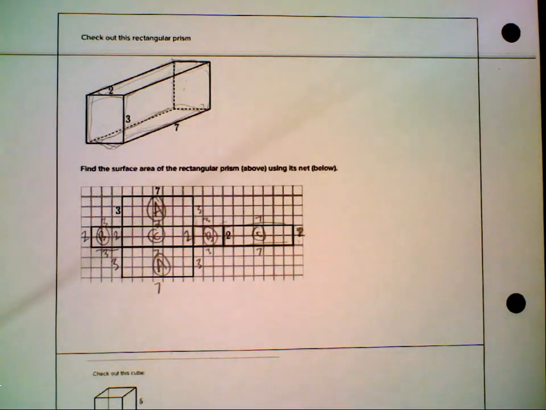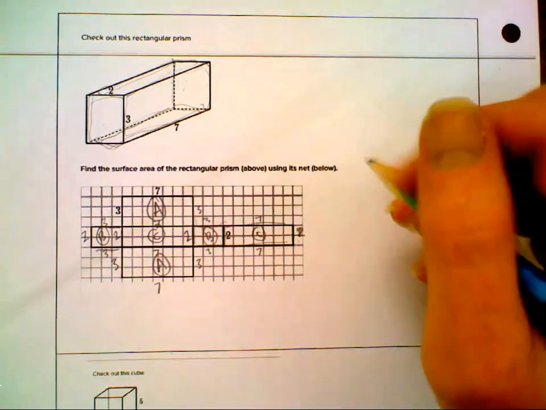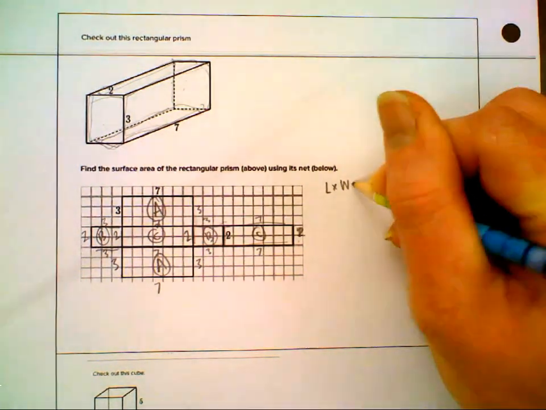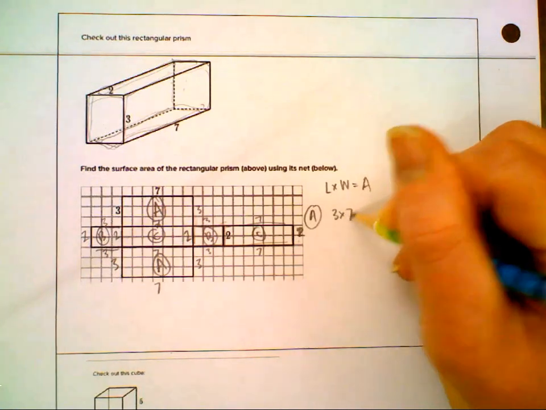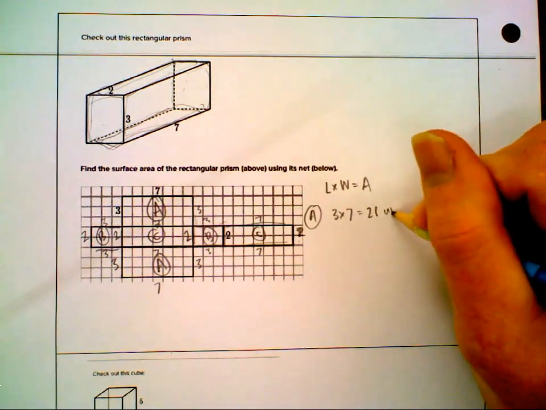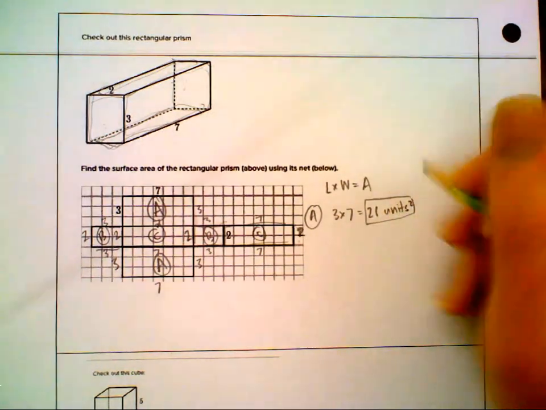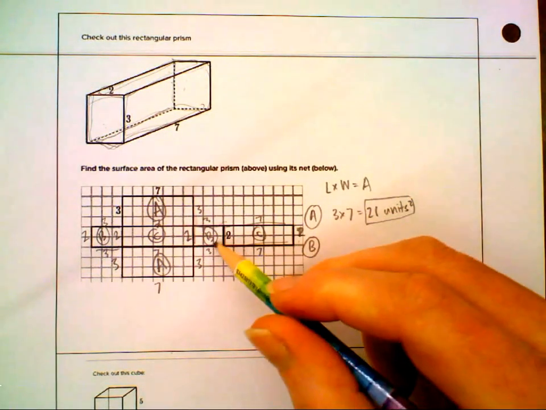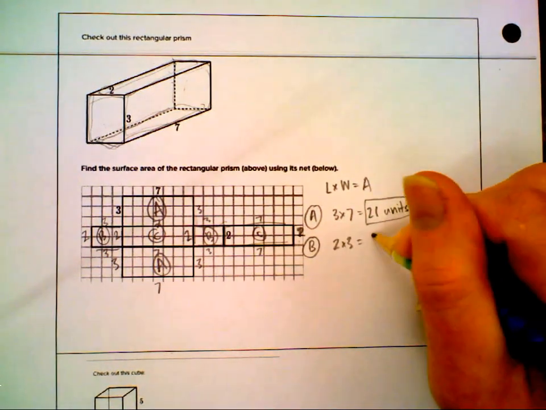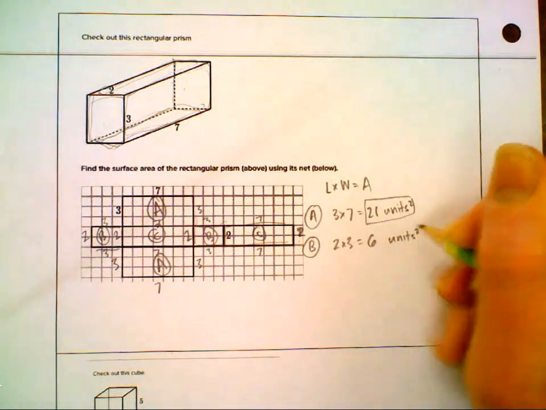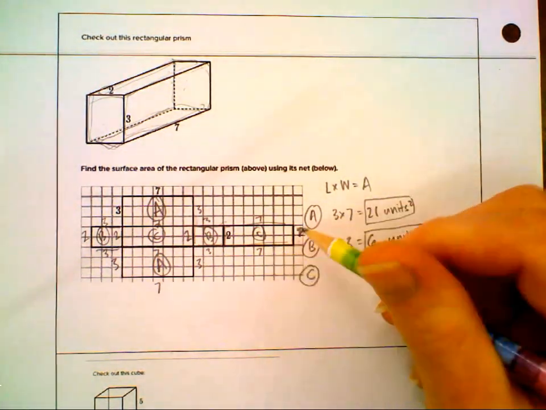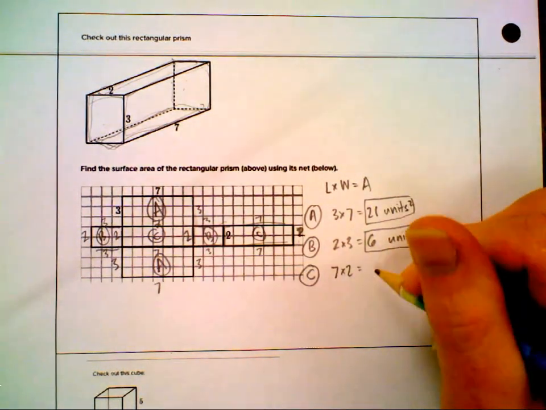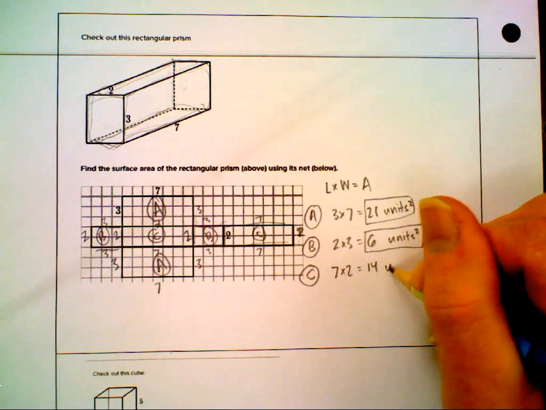Now the next steps are a little simpler than the problem that we looked at earlier because these are all rectangles, so I only need one formula. Length times width equals area. So for A, that means that we have 3 times 7 equals 21, and that is units squared. We have B. B is 2 times 3, so that is 6 units squared. And C, we have 7 times 2, and that equals 14, so that's 14 units squared.